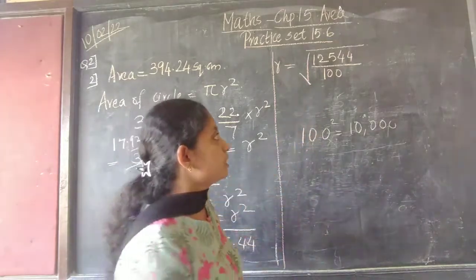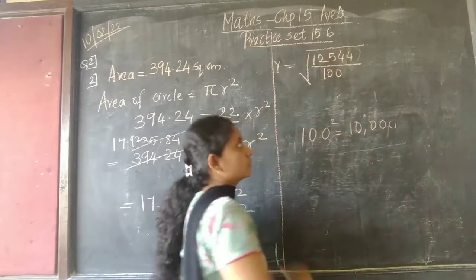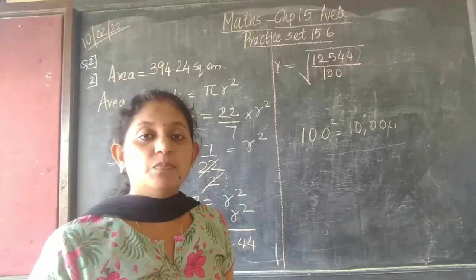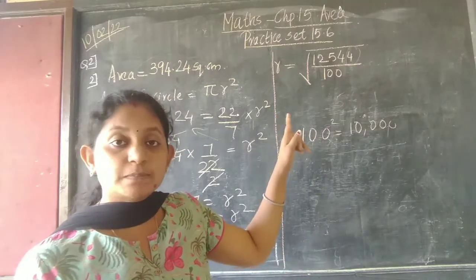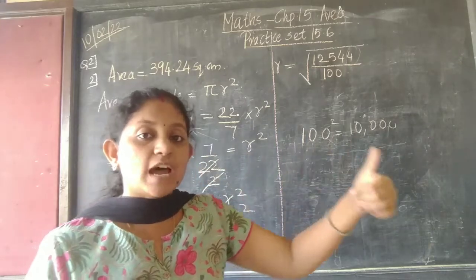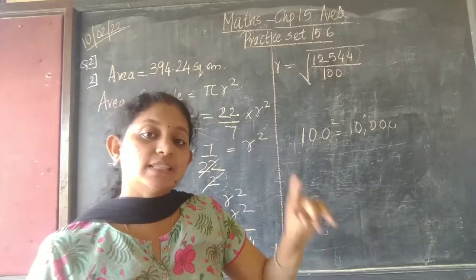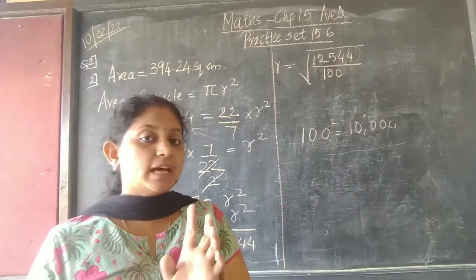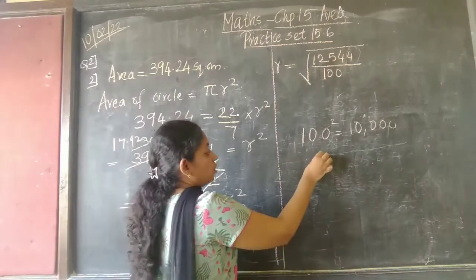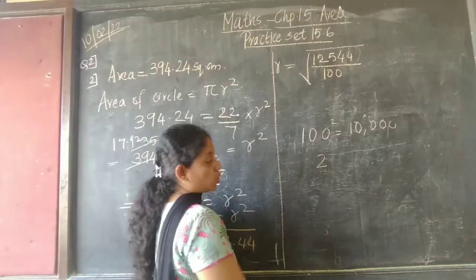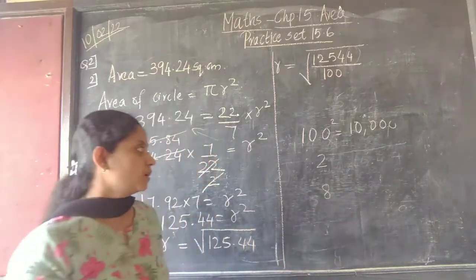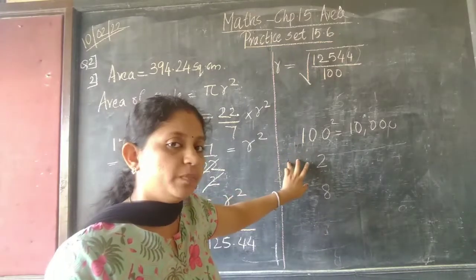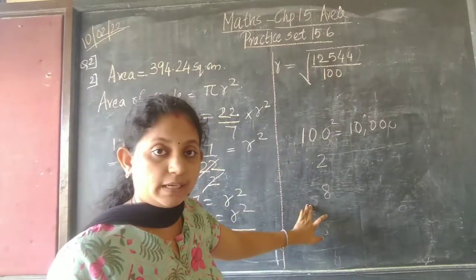Correct? Now you have to check the last one. 4. From 1 to 10, which numbers square at the end, units place, you will get 4. 2 2s are 4. One more number. 8 8s are 64. Rest from 1 to 10, no other numbers. While taking the square, last digit is 4. Correct? So you know either at the end the number will be 2 or it will be 8. And we know it is more than 100.